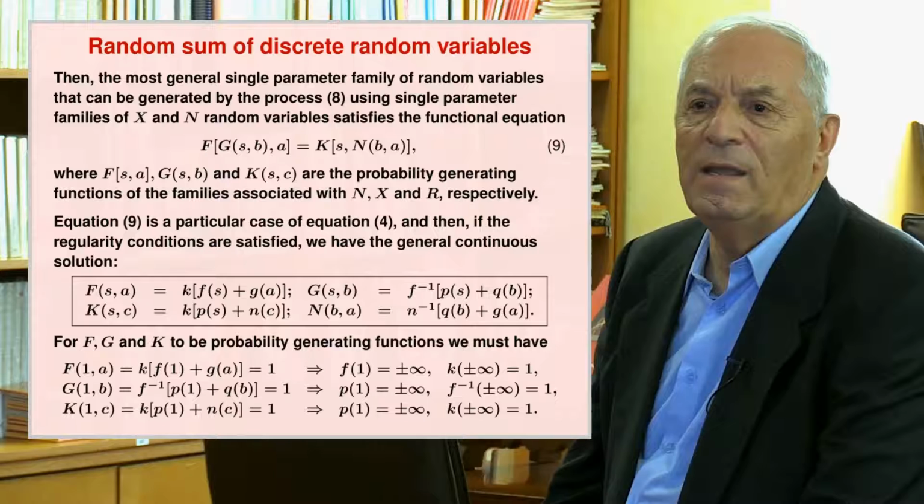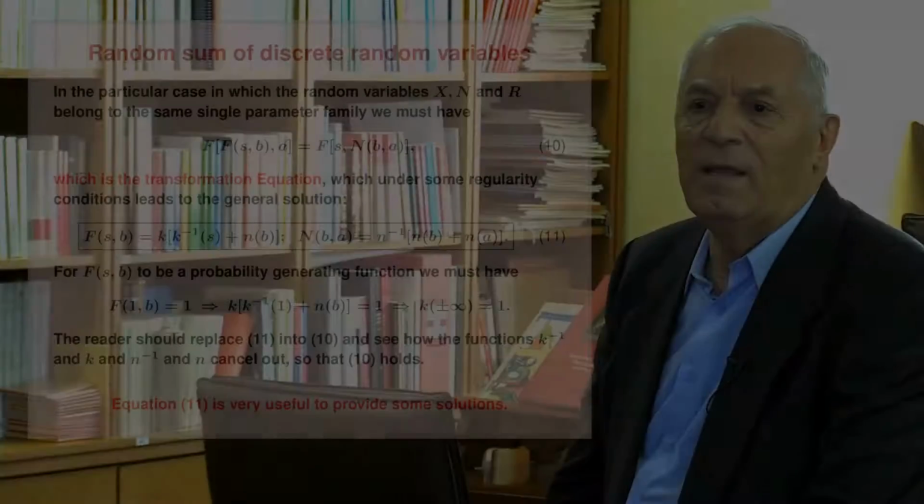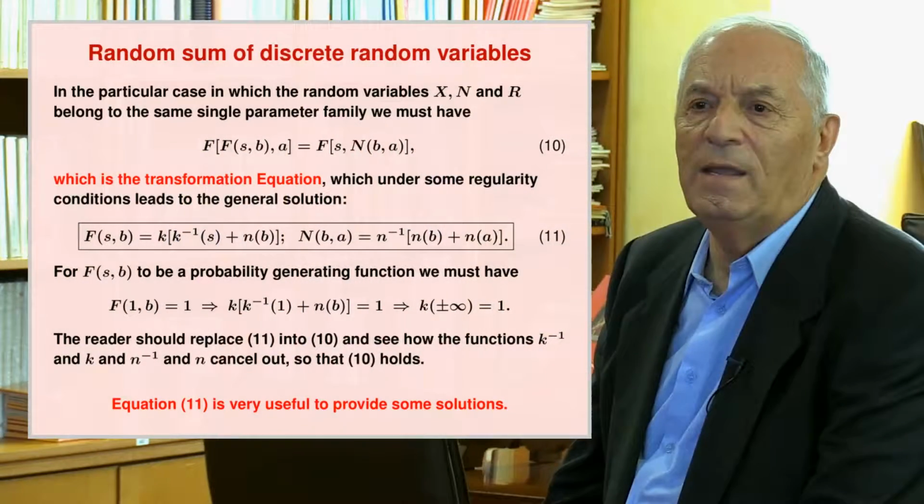If we want f, g, and k to be probability generating functions, the conditions at the bottom of the slide must be satisfied. In the particular case in which the random variables x, n, and r belong to the same uniparametric family, they need to satisfy the functional equation in 10, which is the transformation equation, which under some regularity conditions leads to the general solution in 11.